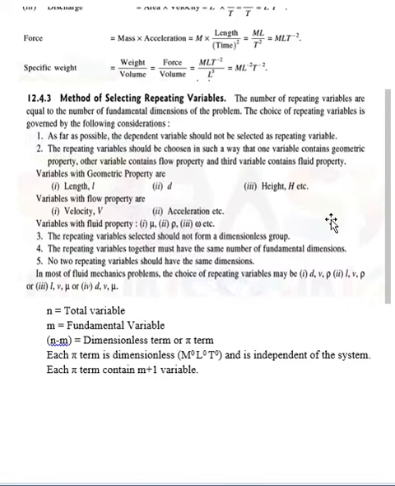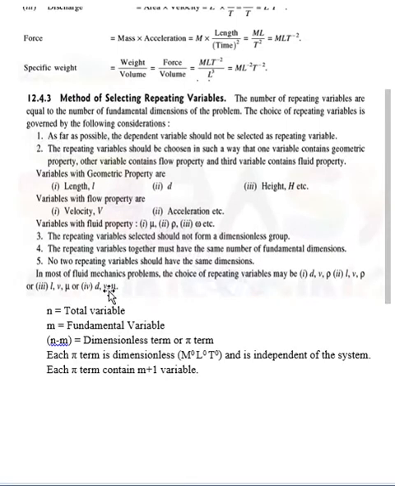The next one is that the repeating variables together must have the same number of fundamental dimensions, or no two repeating variables should have the same dimension. For example, in geometric properties there are two quantities, length and diameter. Out of the two, choose only one quantity, that is either length or diameter.